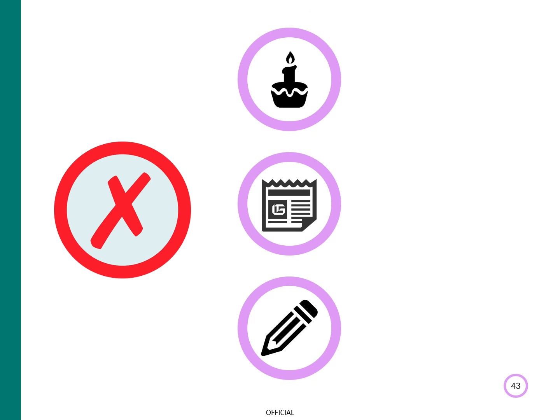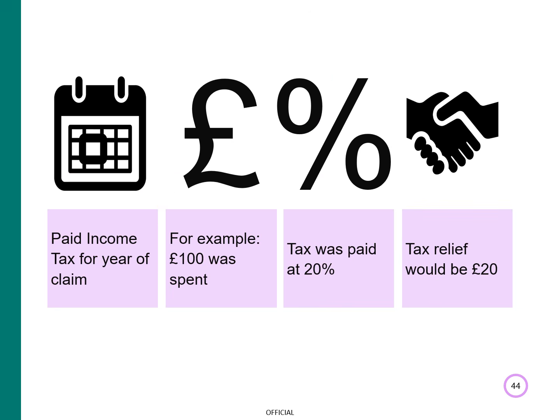Some things you think you buy for work don't meet the criteria for you to claim them, such as buying a birthday cake for a colleague, a journalist buying newspapers to keep up to date, or pens and paper for your work. You must have paid income tax in the year you're claiming for. The tax relief you get is based on what you've spent and the rate of tax you paid. So, if you spent £100 and you pay tax at 20%, the tax relief you'll get is £20.